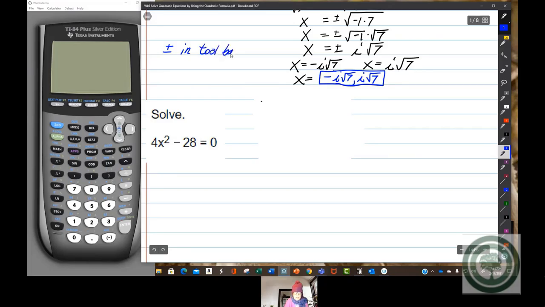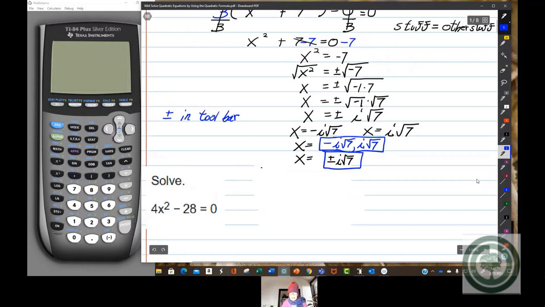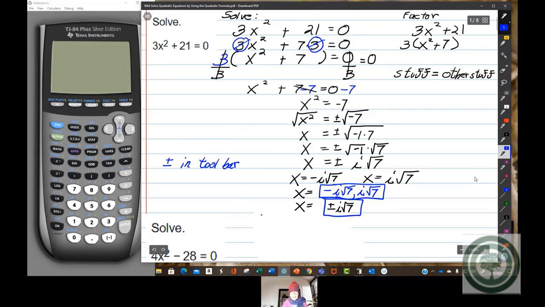Or if you have the plus minus symbol in the toolbar down at the bottom of the screen when you're in MyMathLab, once you click on the answer box, you see the toolbar appear. If this is in the toolbar, then you can usually write your answer like this. Like that.